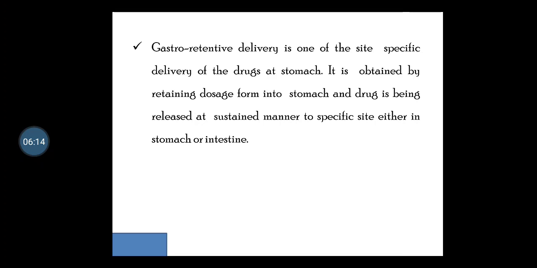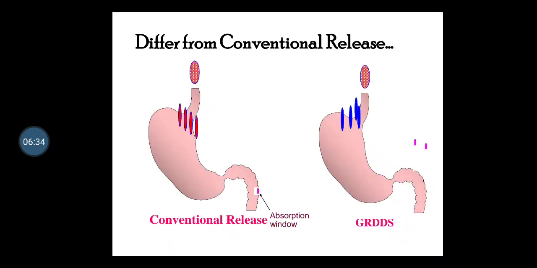Gastroretentive delivery is one of the site specific delivery of the drug at the stomach. It is obtained by retaining the dosage form in the stomach, and the drug is released in a sustained manner to a specific site, either in the stomach or intestine. Here we have seen the same diagram before, that is the difference between the conventional release of your dosage form and your GRDDS with respect to your absorption window.